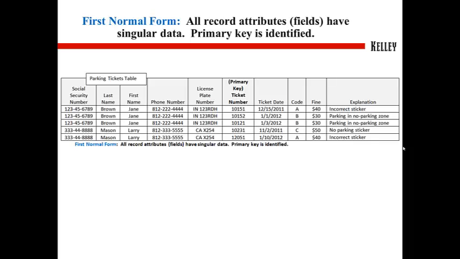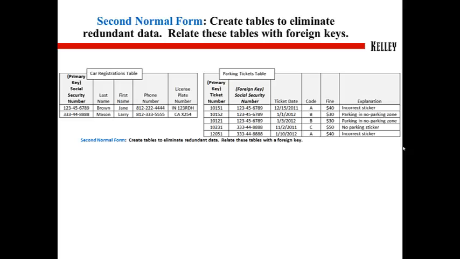In doing so, you can see that we have created redundant data. For example, Jane Brown and Larry Mason's names and phone numbers and license plate numbers are listed in several locations. So to go to second normal form, we want to remove this redundant data. And in doing so, we will take those two people out and put them in a separate table called the car registrations table. And I've added a foreign key to the parking tickets table to allow us to continue the relationship between the parking tickets and the people in the car registrations table.